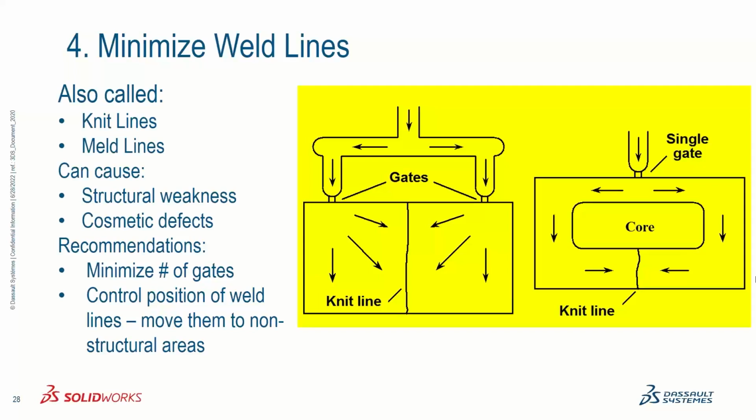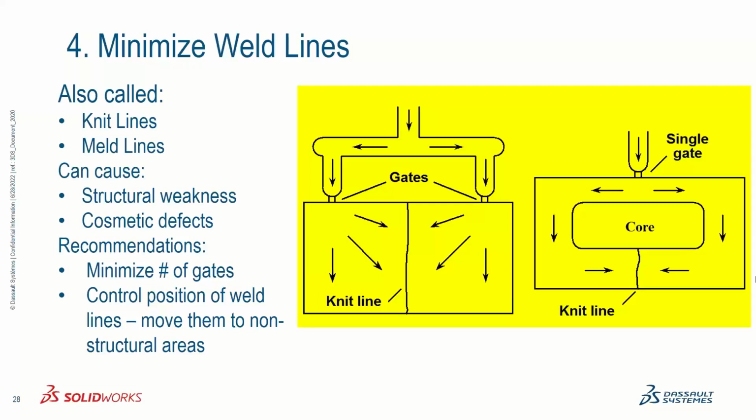Now, you don't need multiple gates for weld lines to occur. If you have a hole in your geometry, or any feature that's going to cause the flow front to split and regroup, you're going to have a weld line when those flow fronts come together. Now, weld lines are undesirable because they can cause structural weakness.